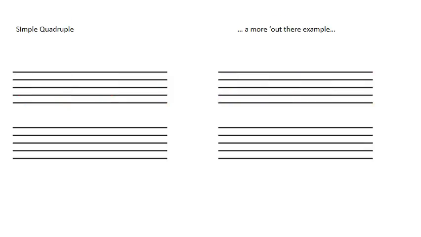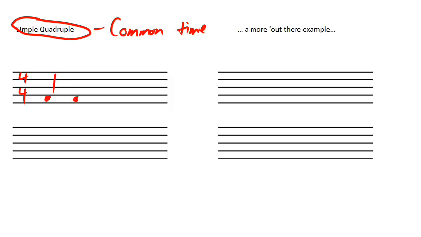Okay, now simple quadruple is the most common one, also sometimes called common time. And that's 4/4. 1, 2, 3, 4 crotchets in a bar.